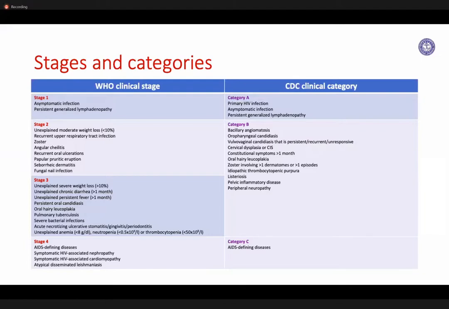Angular cheilosis can be treated very easily with an antifungal, or recurrent oral ulceration might get better on their own. Seborrheic dermatitis, there are various local applications you can use to treat. And fungal nail infection also, there are various antifungal medications, local and systemic, which can be used to treat them. So these are not troublesome things, but they are the early manifestations of progressive HIV disease.